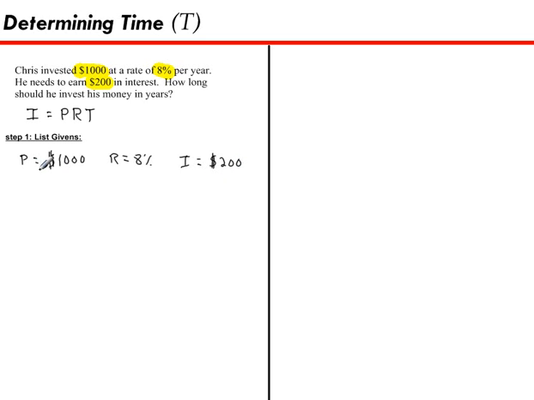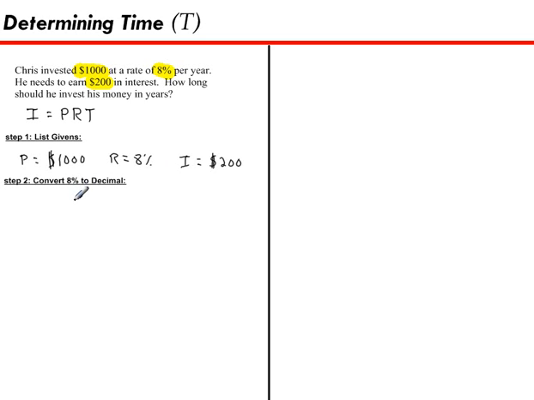Which means we have a P, an R, and an I, and we're missing the T, and that'll be our unknown in this question. We're going to solve for T, time. Before we can do that, though, we have to convert R, our rate, which is expressed as a percent, into a decimal. So that's step 2.